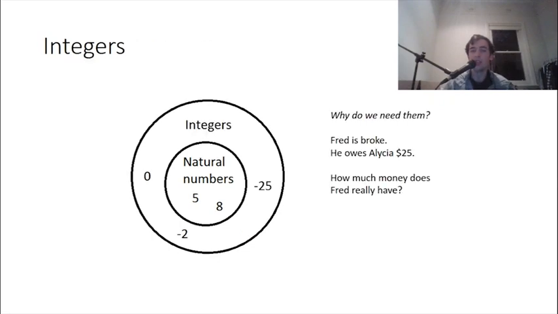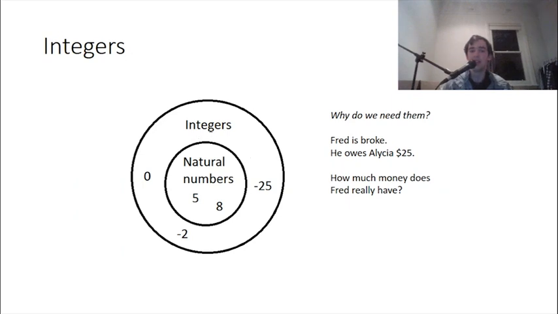Now, negative numbers were only invented when certain problems came around. For example, let's say Fred is broke and Fred owes Alicia $25. And we have to ask the question, how much money does Fred really have? Well, he has $0, but at the same time he owes Alicia $25. So that kind of means he has negative $25.